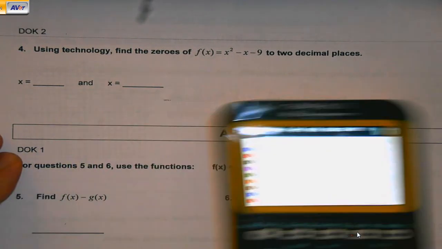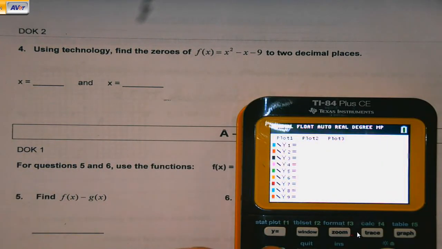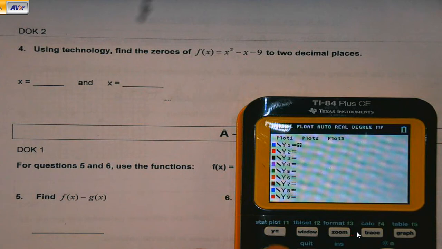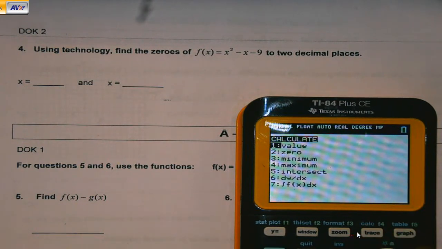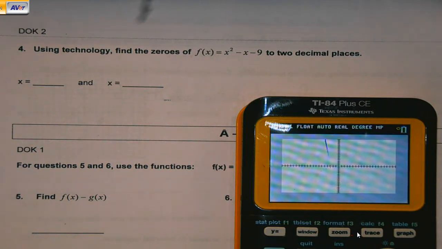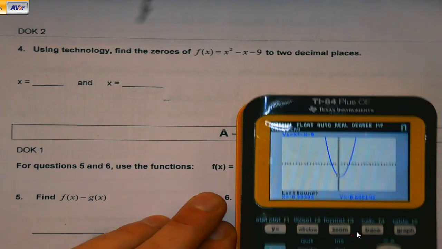So normally here, just a second. Let's darken that up a little bit. Normally with this, we go to our y equals, go to x squared minus x minus 9. And this is where we do our second trace and go to our zero. This is going to be the fastest way, even though it looks like, oh, it's okay, I can still do it this way. Because again, we're going to use our left and right arrow keys.